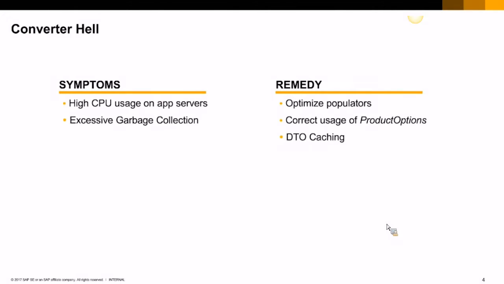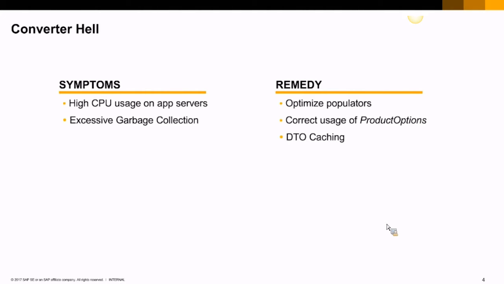You probably already know that the populators have a lot of work to do, in particular the ones for product populators. And they are very CPU intensive and sometimes also intensive on resources like the database. So it is quite common to see high CPU usage on the application server, and because they create a lot of short-lived objects, you can see also excessive garbage collection with populators, in particular the custom ones.